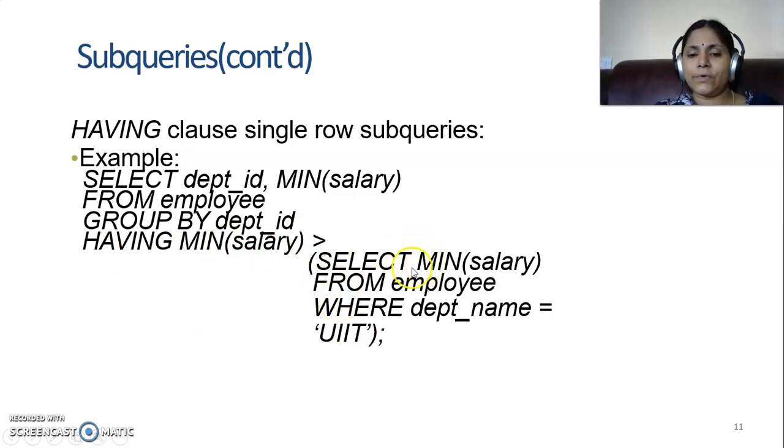So what will happen now? Select minimum salary from the employee where department name is equal to UIIT. So out of this employee table, whose department name is UIIT, their minimum salary will be taken and passed to the main query. Now in the main query, all the department IDs and minimum salaries which have this minimum salary returned from the inner subquery will be displayed.